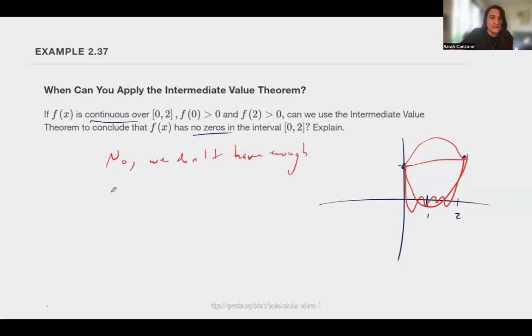I'll try to write a bit neater. And this little drawing here is also good to show that any of these are valid functions, and we don't know which, if any, may work. But this is enough to say that we could have some zeros.